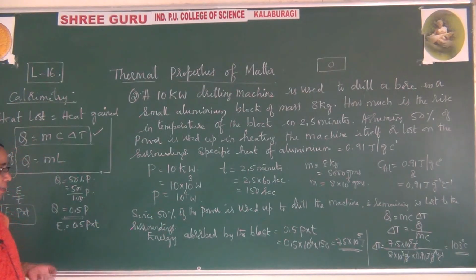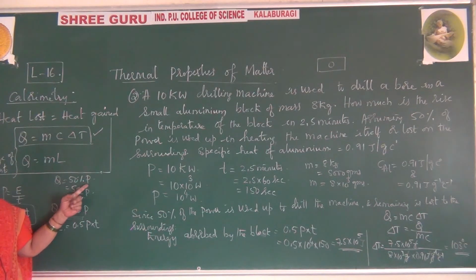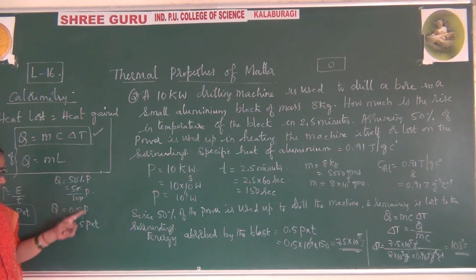So when we say this, energy is what we calculate. To calculate that energy, let me first write the power in terms of heat. The heat energy absorbed by the block, represented by Q, is 50% of the power. So 50% is written as 50 by 100 into power. 10 and 10 get cancelled, 5 by 10 is 1 by 2, which is as good as 0.5. So 0.5 P is the heat energy.